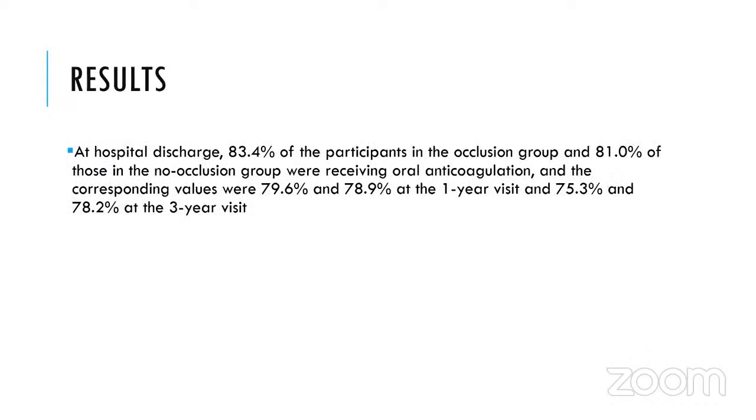At hospital discharge, about 83% of participants of the occlusion group were receiving oral anticoagulation, and 81% in the no occlusion group were receiving oral anticoagulation. At 1 year, the percentage was 79.6 in the occlusion arm versus 78.9, and at 3 years, it was 75.3 in the occlusion arm versus 78.2 in the no occlusion arm.